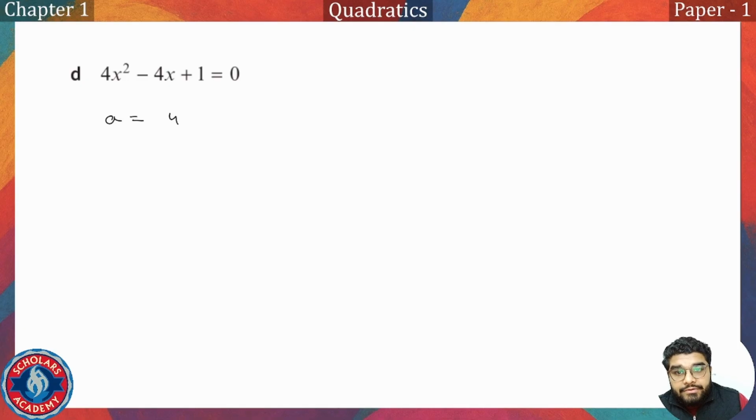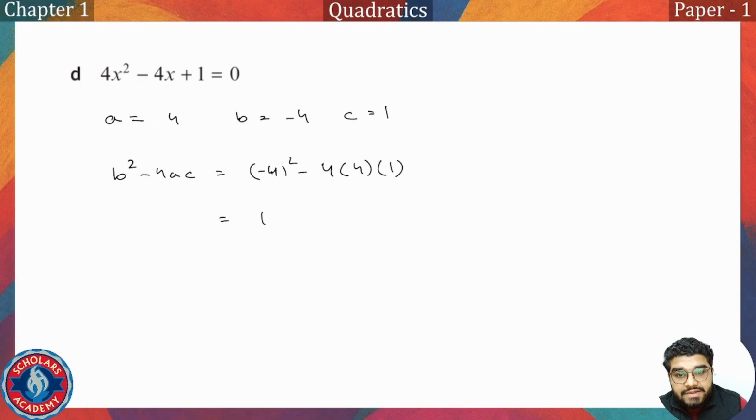A is equal to 4, b is equal to negative 4, and c is equal to 1. We get the value of a, b, and c. Finding the value of discriminant b square minus 4ac, we get negative 4 square minus 4 times 4 and c is 1. So this gives us 16 minus 16, that is equal to 0. So discriminant is equal to 0. B square minus 4ac is equal to 0. It means we have two equal roots, right?